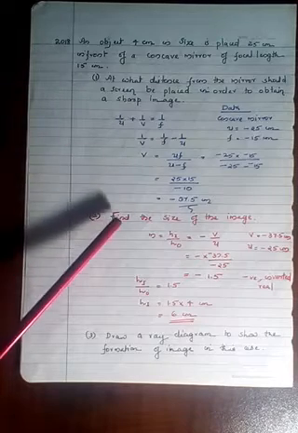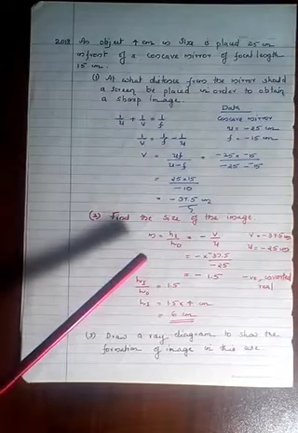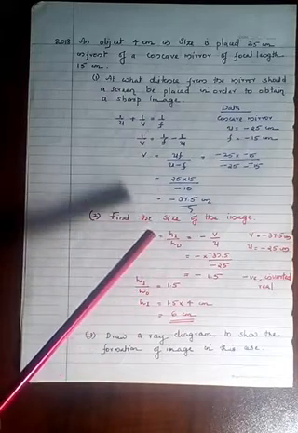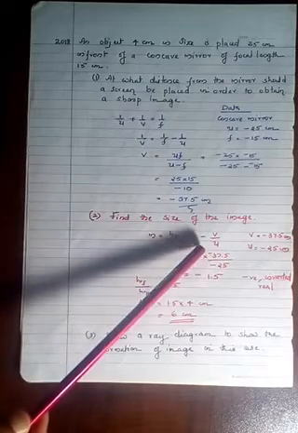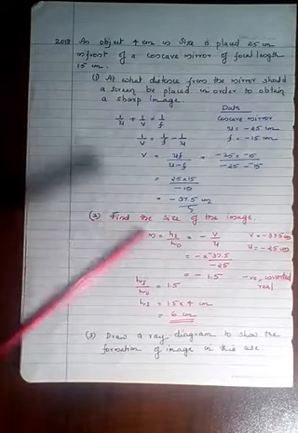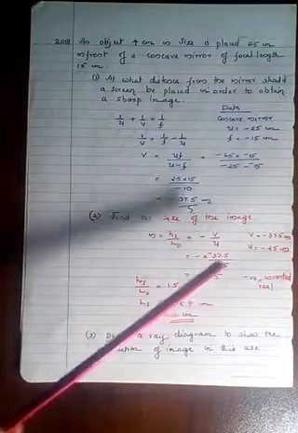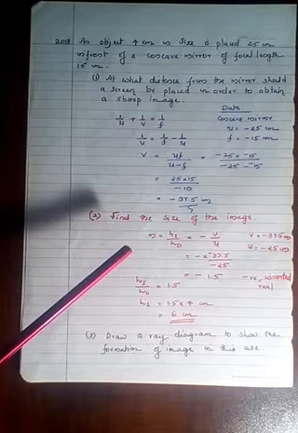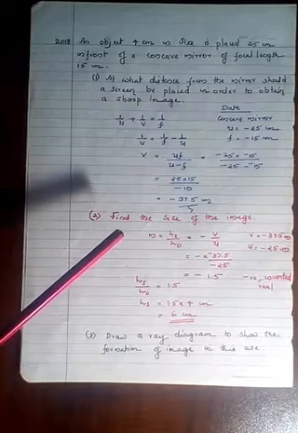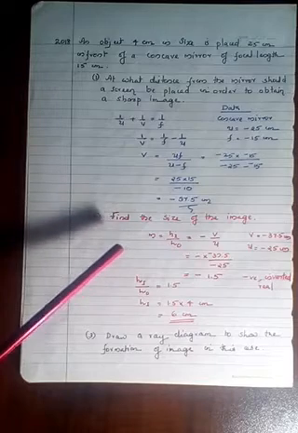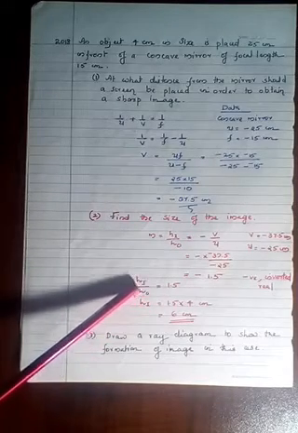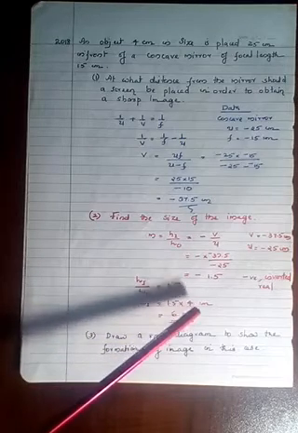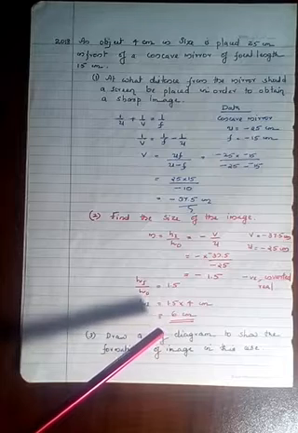The next part, find the size of the image. We know the simple concept, the magnification means height of the image by height of the object, but it is minus v by u. We know the values for v and u. We substitute it and we get the value minus. So you should know what is the meaning of minus. It is inverted, it should be real. So if we just take the magnitude, hi by ho is 1.5, so the height of the image becomes 1.5 times 4, so 6 centimeter.